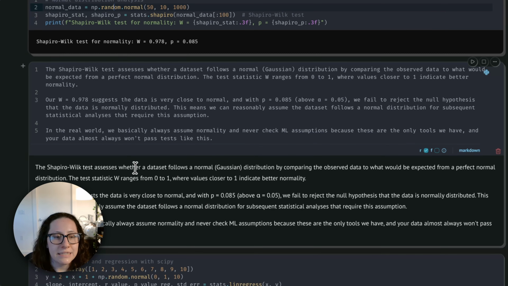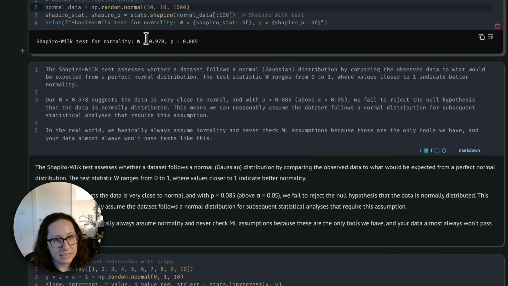So the Shapiro-Wilk test is assessing whether the data set follows a normal, also known as a Gaussian, distribution. If you ever see the word Gaussian, it's just a fancy word for normal, because the guy who formalized the normal distribution was named Gauss. So just another name for that. And it's comparing the observed data to what would be expected from a perfect normal distribution. The test statistic is going to range from 0 to 1, where values closer to 1 indicate better normality.